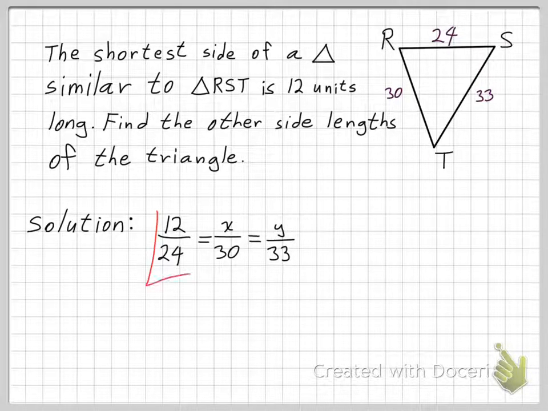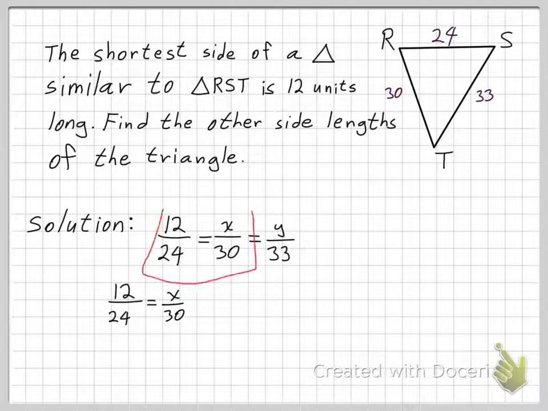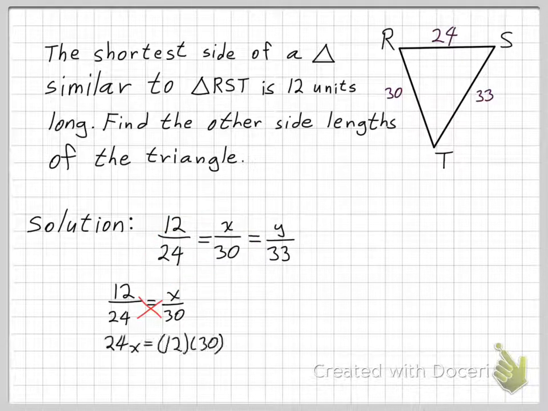So again, this is the ratio between all of the corresponding side lengths, right? 12 to 24, or 1 to 2. So we can use that ratio, 12 over 24, and set that equal to x over 30. I'm just going to use these two ratios for now. Then we can solve this by cross multiplying and get that 24x is equal to 12 times 30. Performing the mathematics, we get x equals 15.